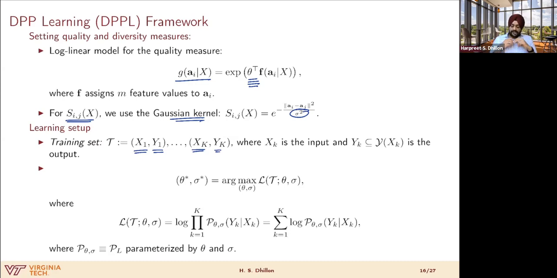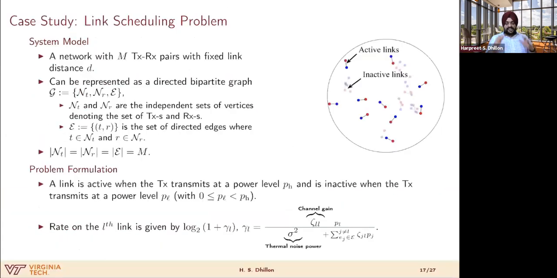Now you can train your model by writing the log likelihoods, and we will be going into log likelihoods on day 2 in a lot of detail. So I won't be going into these expressions now, but you can maximize the log likelihood to get the optimal values of theta and sigma. So again, more details are in the paper. So how exactly are we going to use this now?